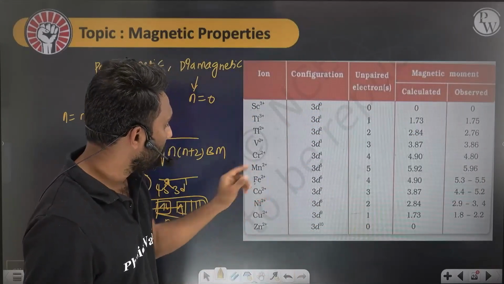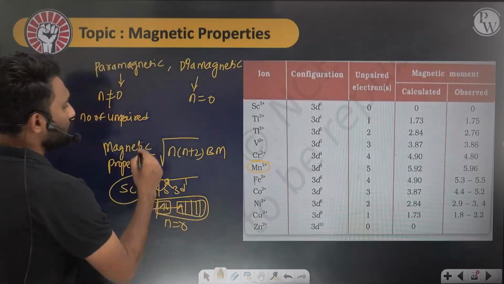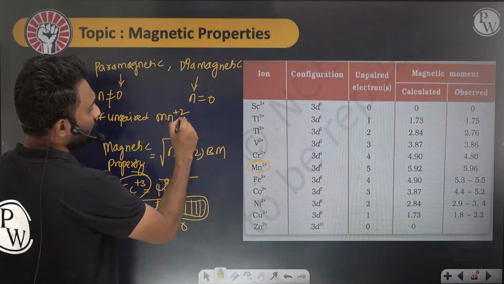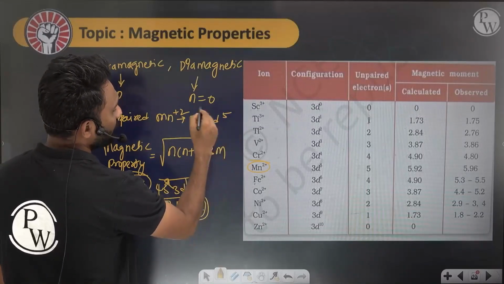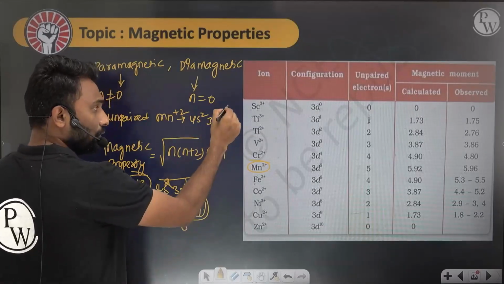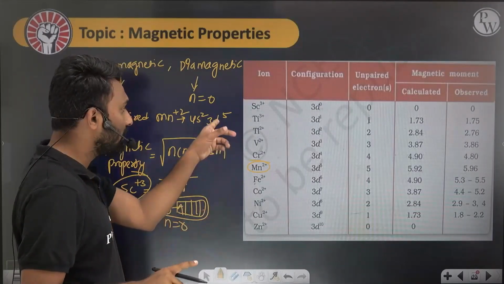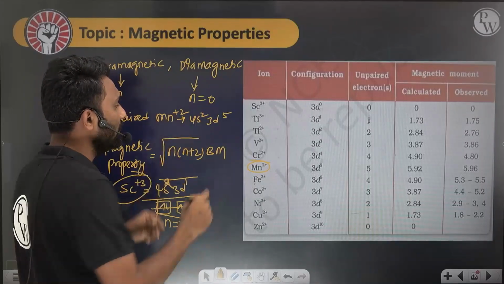Now look here, I have taken Mn plus 2. What is the Mn plus 2 electronic configuration? 4s2 3d5. Now, by removing the electrons, do not remove electrons from the d orbital, because the inner electrons will not be removed; the electrons are removed from the valence shell only.